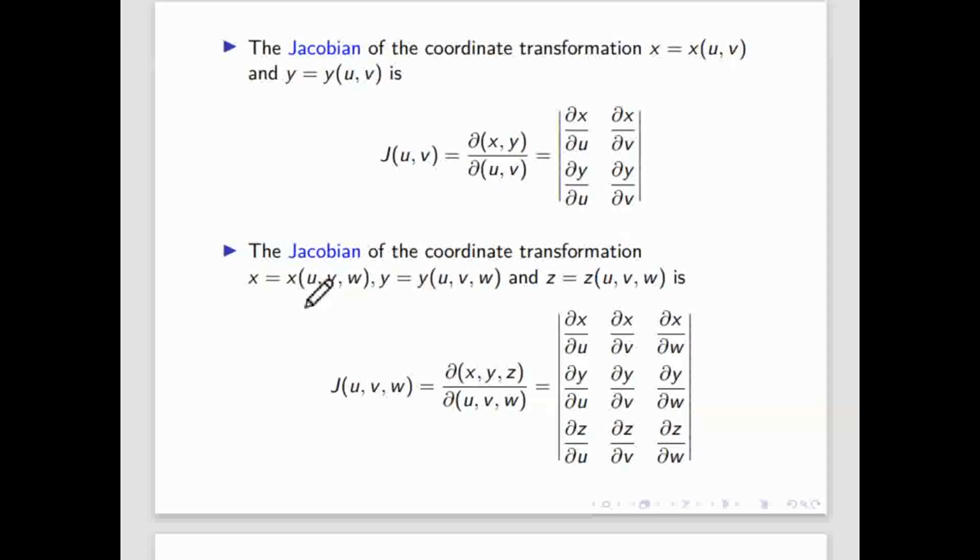Similarly, if it is three variables, then the Jacobian is defined by this. So x is a function of u, v, w, three variables. So the partial derivatives of x with respect to u, v, w form the first row. The second row is the partial derivatives of y with respect to u, v, w, and then z also. So this 3 cross 3 determinant will give the Jacobian of this transformation.